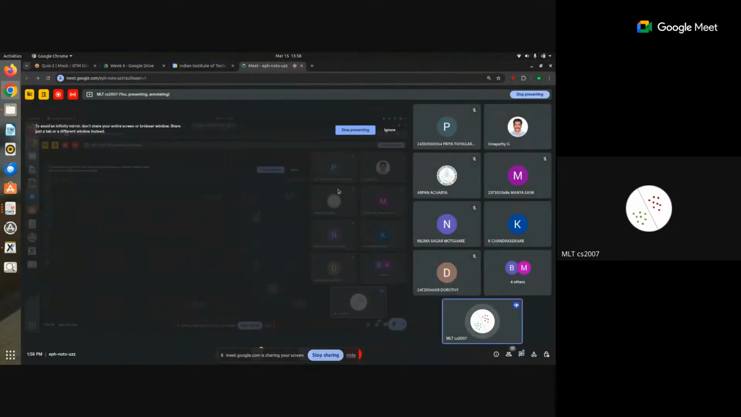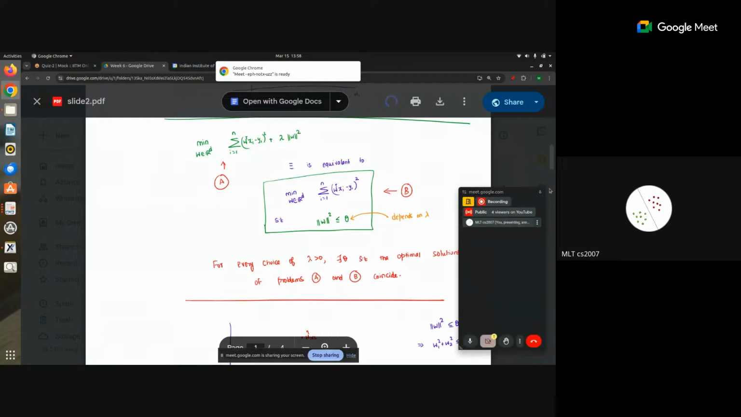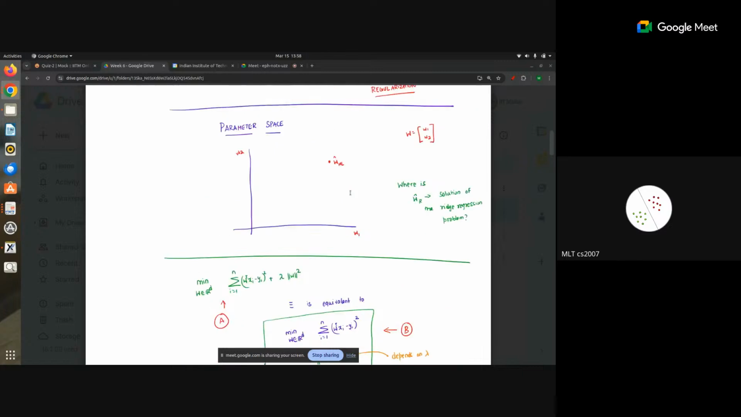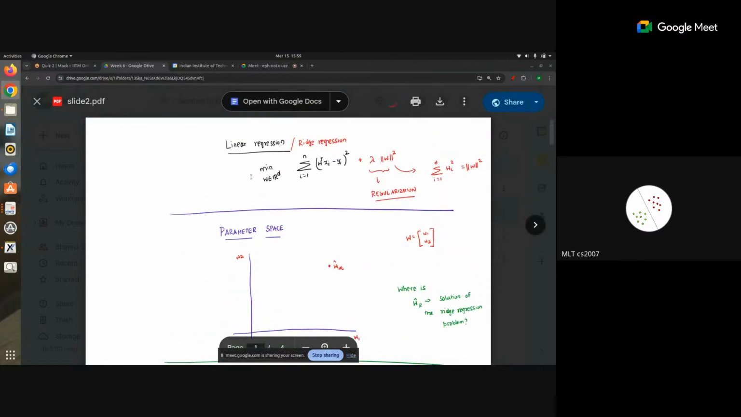Week 8 was based on unconstrained optimization, right? Those who are in MLF also, I think they know week 8 is the unconstrained optimization problem. And in unconstrained optimization, we just have to solve only this part, the objective function.